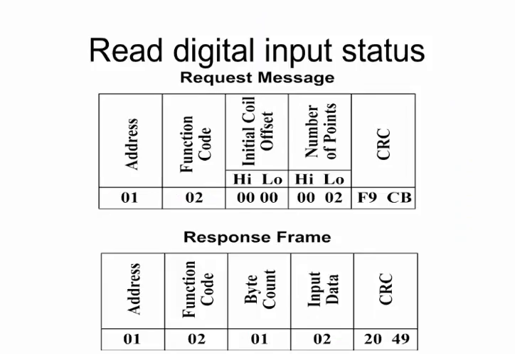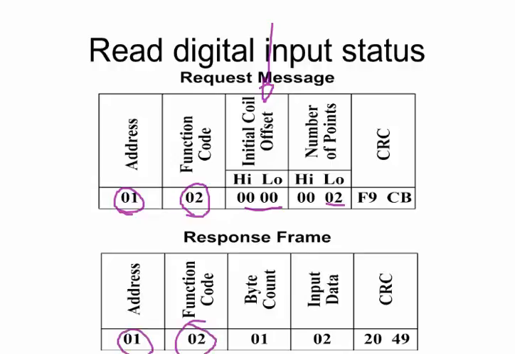So we'll look at a couple of these. Read the digital input status. Asking for slave 1, function code 2. We are reading 0, the first memory location, and we want 2 points. So this is absolute addresses 1 and 2 in the PLC, reading from protocol address 0.